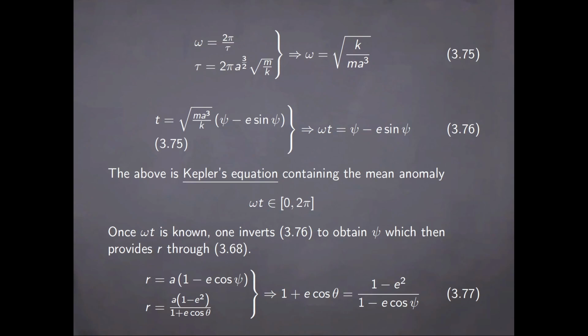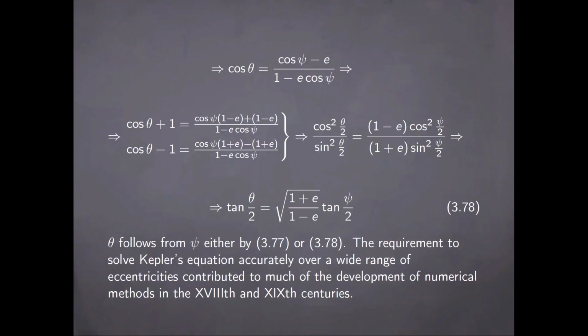Now, once the mean anomaly is known, then one simply inverts equation 376 in order to obtain the eccentric anomaly, which then provides the radius for the transformation 3.78. And now, so this is the transformation. This is the orbit equation, which is generally true for the Kepler problem. So from these two, one can solve for the polar angle to find the expression here in terms of the eccentric anomaly.